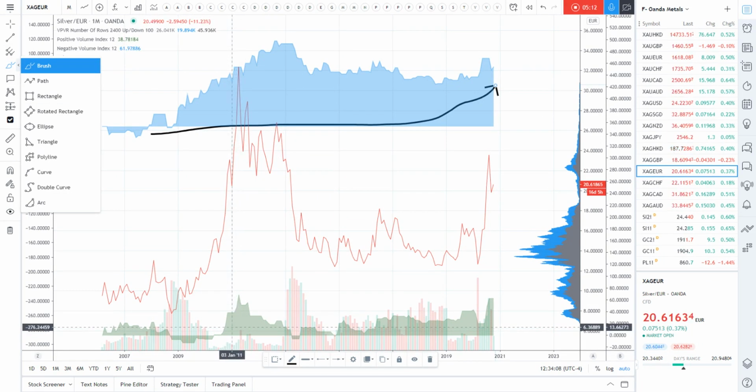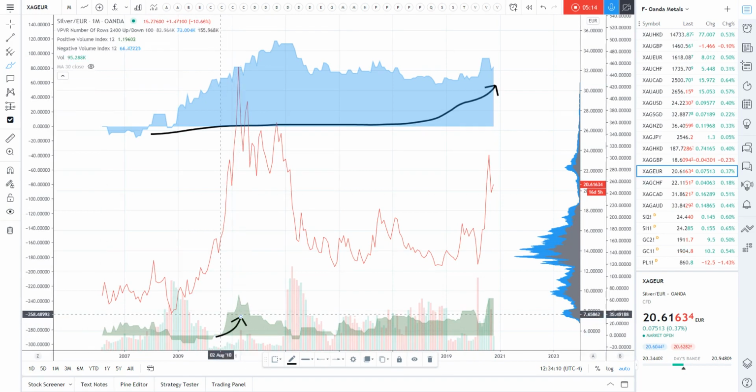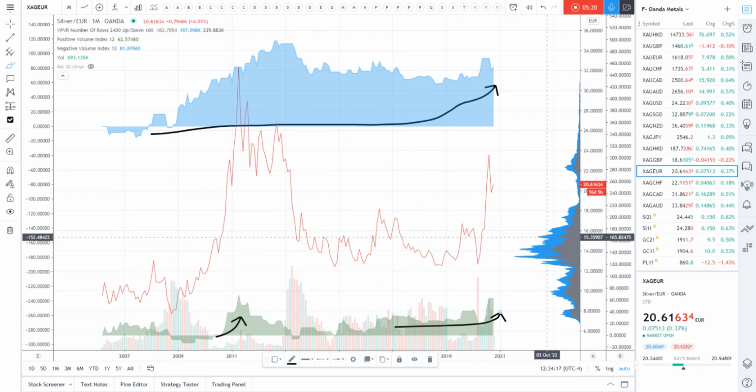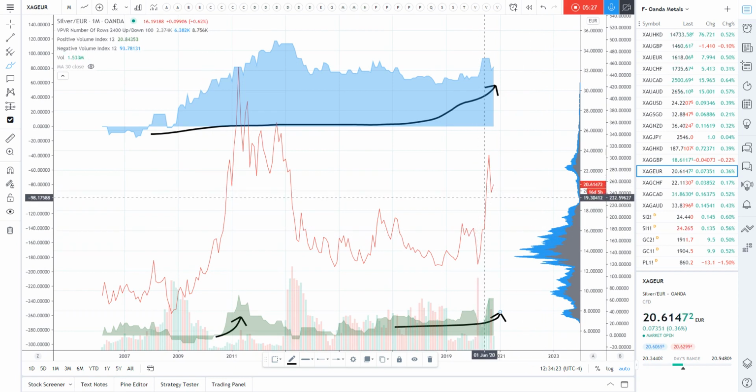And the crowd, somewhat similar, supporting here. And right now breaking out. So we've got some good supportive volume defined support for the current price action for silver in euros right there.